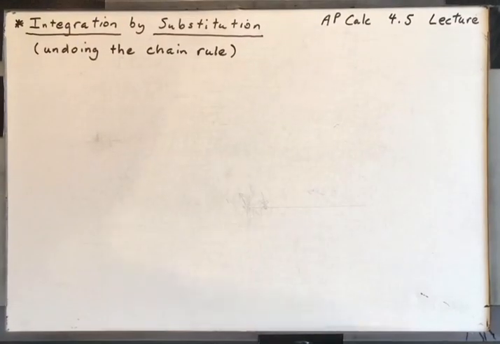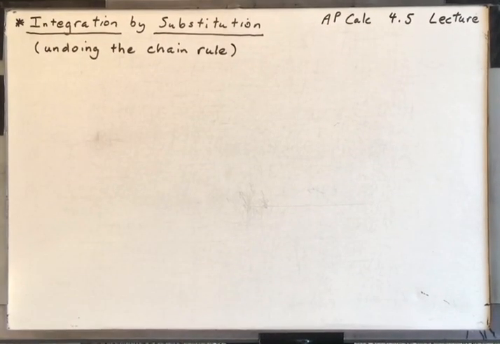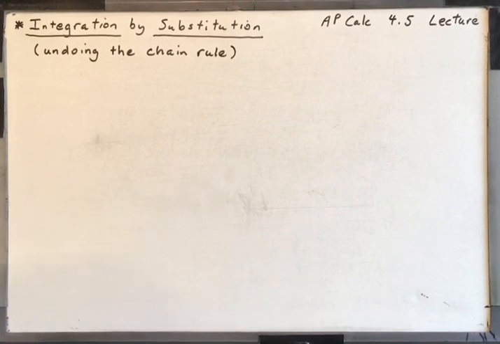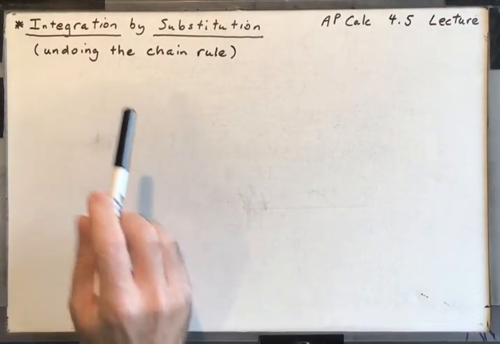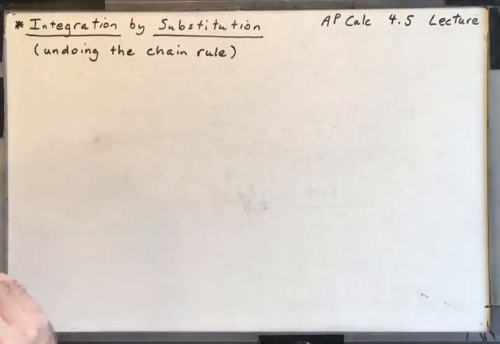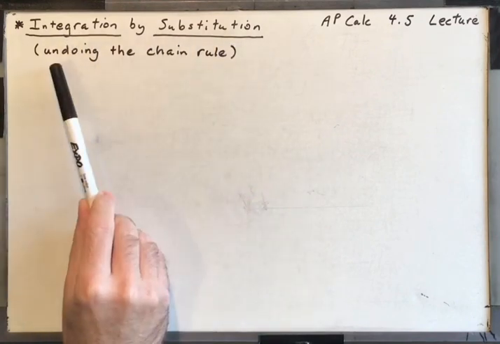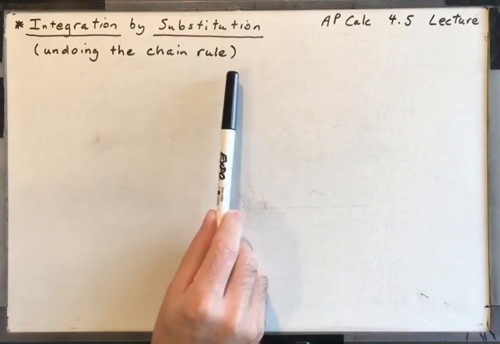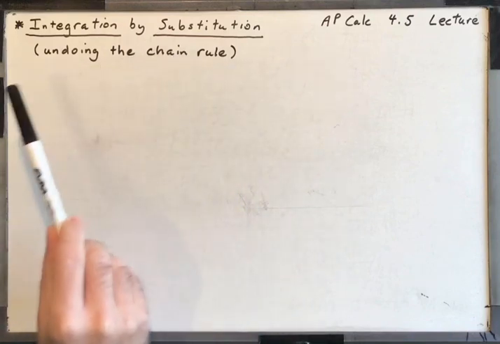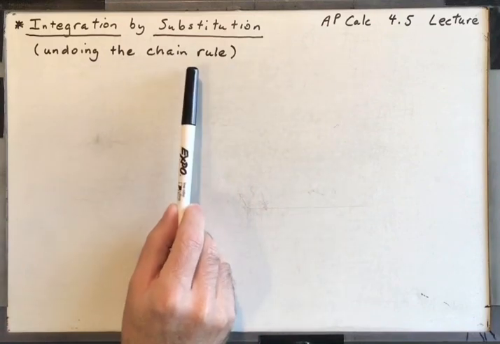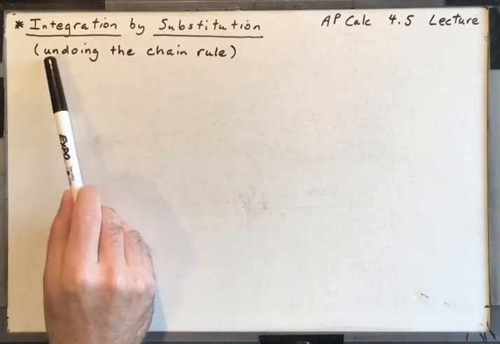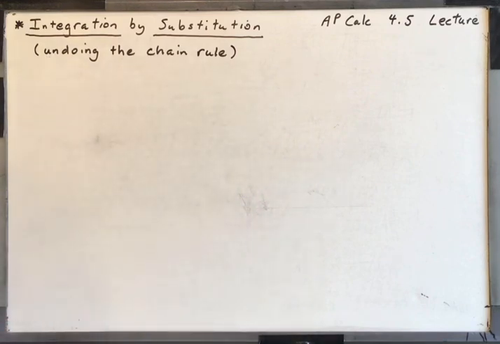Okay, this is the AP Calculus section 4.5 lecture. A new technique for integration, and this is called integration by substitution, and we're going to be undoing the chain rule. So we've been undoing the power rule, going backwards. We're going to go backwards with the chain rule this time.